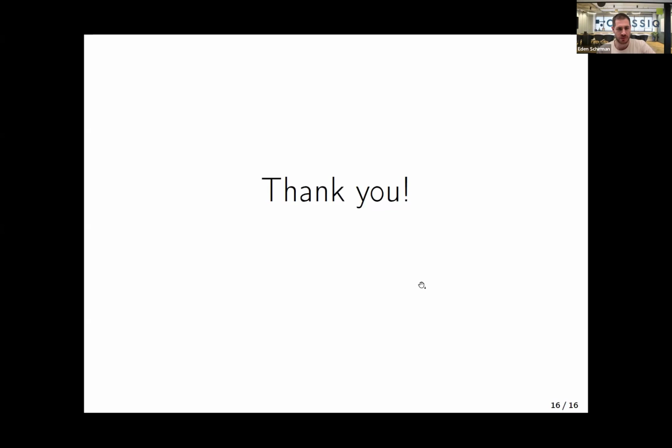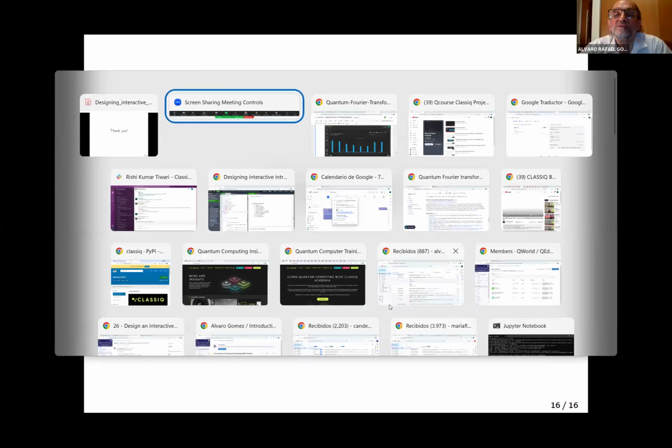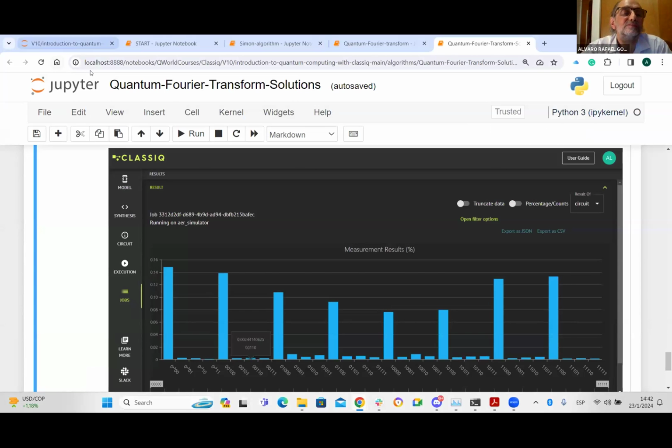Okay, so I have one. Can you share again the syllabus of the course, or where you have all the notebooks? With the Jupyter, you had a list of all the notebooks that you have. Yes, of course. I will show. Here is the list of the notebooks.